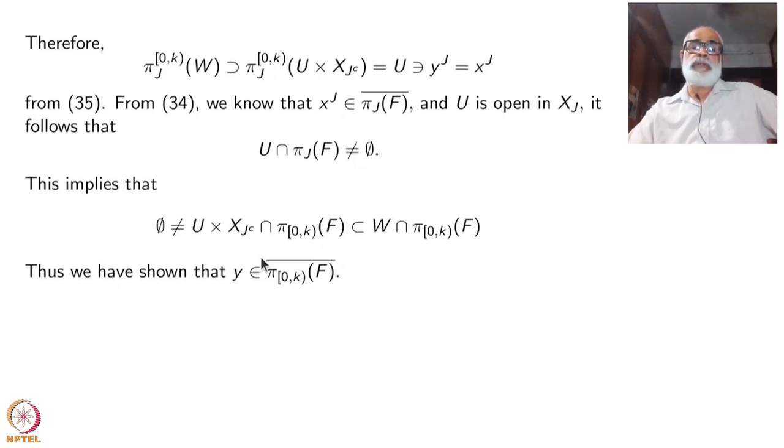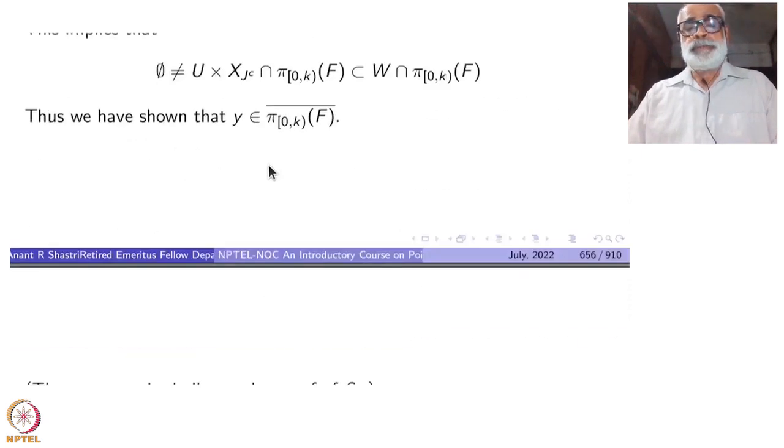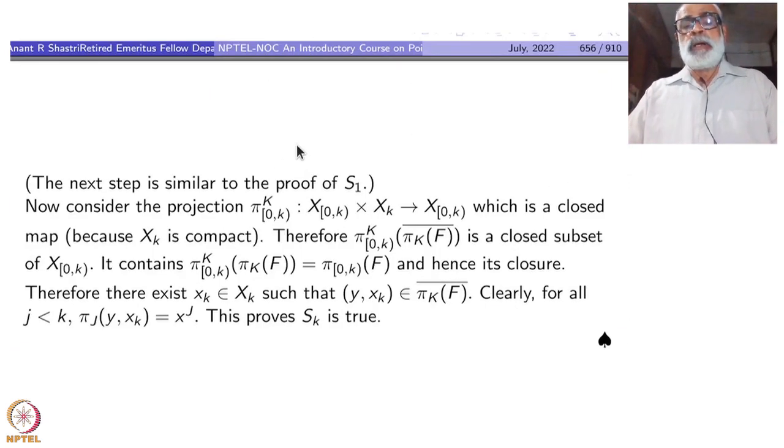These notations may be new to you, but this kind of thing you have proved while proving that a product is connected, etc. So it is a similar argument, and this is not new to you. The next step is similar to S1. We have yet to prove that this implies the next one. Now consider the projection π_{0,k}, namely, with one more element. So capital K is 0 to K, all of them. So omit that one element, take the projection.